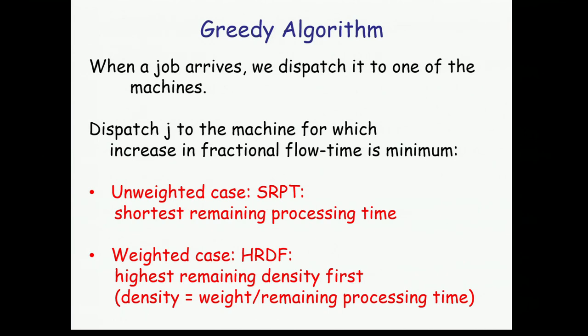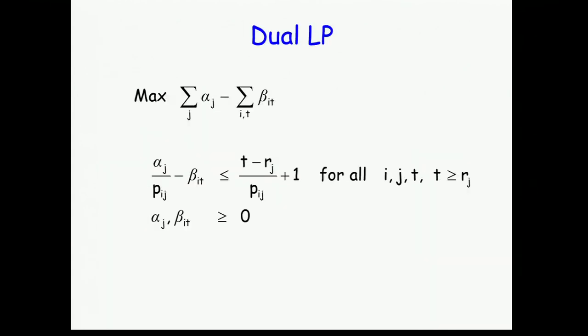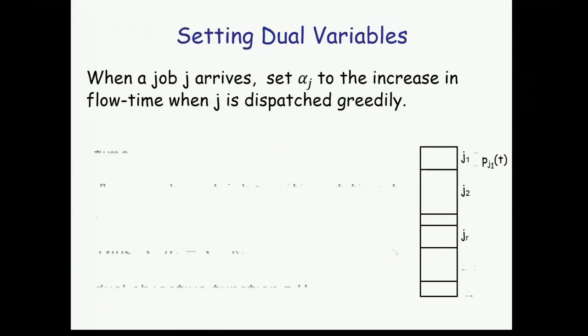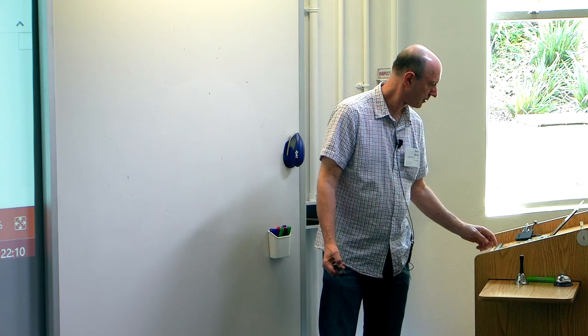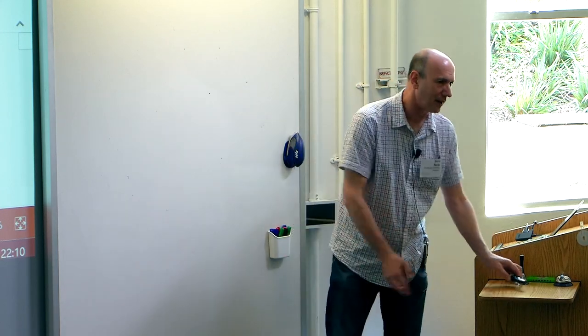once they arrive. And this algorithm is analyzed through dual fitting. I'll skip the details, but the idea is to guess values for the dual variables, alpha and beta_it, values for them which correspond both to the fractional flow time and the actual flow time of the algorithm. Okay, I'll stop here.